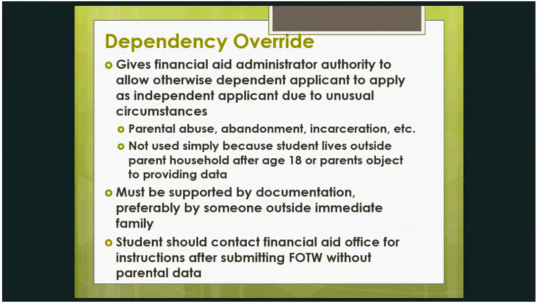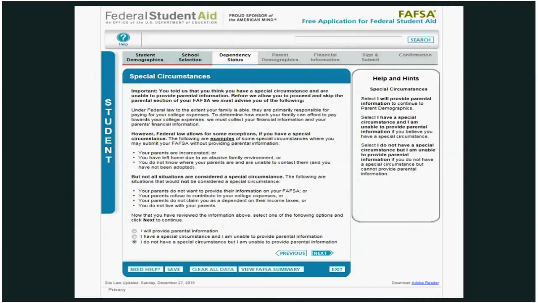So it's not just for someone who happened to move out when they were 18 and get an apartment with a friend. It's very serious cases, and it's going to be based on the discretion of the financial aid office. They can choose to do it or choose not to do it. It's not forced upon them. If they do have special circumstances like that, they will note that on that screen on the FAFSA, and then the school will know that's someone they're going to need to follow up with.